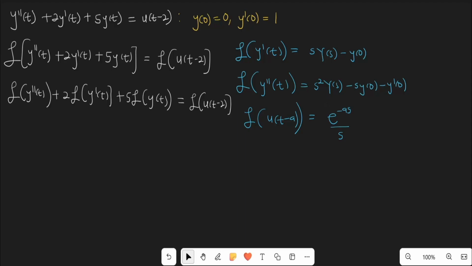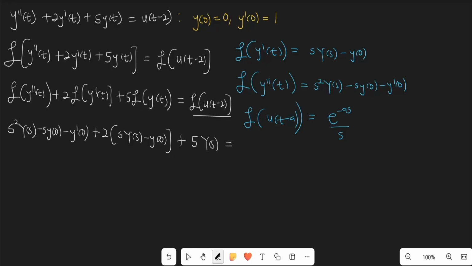So now we are going to replace the Laplace transform of y prime prime of t with what we have here. So that one is s squared multiplied by capital Y of s minus s times y of 0 minus y prime of 0. We are done. Plus 2 times the Laplace transform of y prime of t, and y prime of t is that, the Laplace transform. So s times capital Y of s minus y of 0. Plus 5 times the Laplace transform of y of t, that is simply capital Y of s.